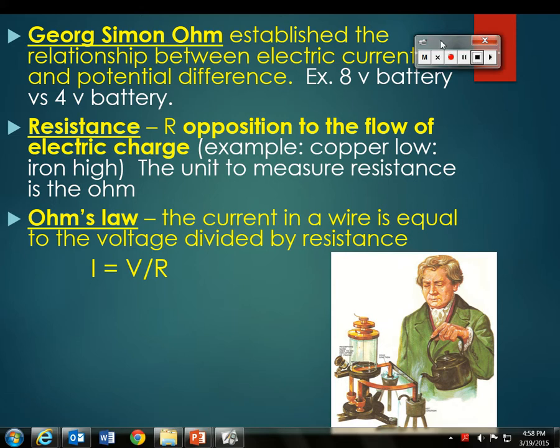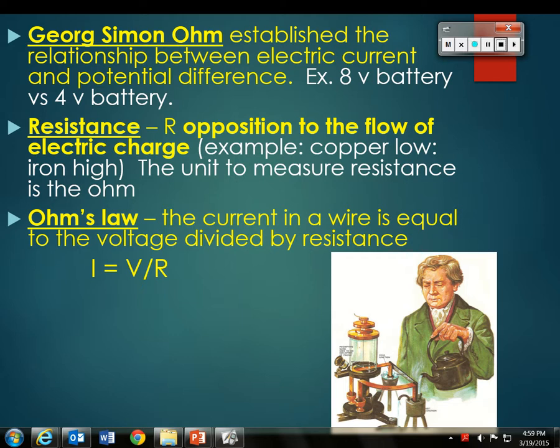Okay, George Simon Ohm. He established the relationship between electric current and potential difference. Potential difference is the difference in voltage that, in this case, different batteries may have. The example is an 8-volt versus a 4-volt battery. If you want to think of it as a AA versus a D cell battery, you can think of it that way. Resistance, symbolized with a capital R, is the opposition to the flow of electric charge.